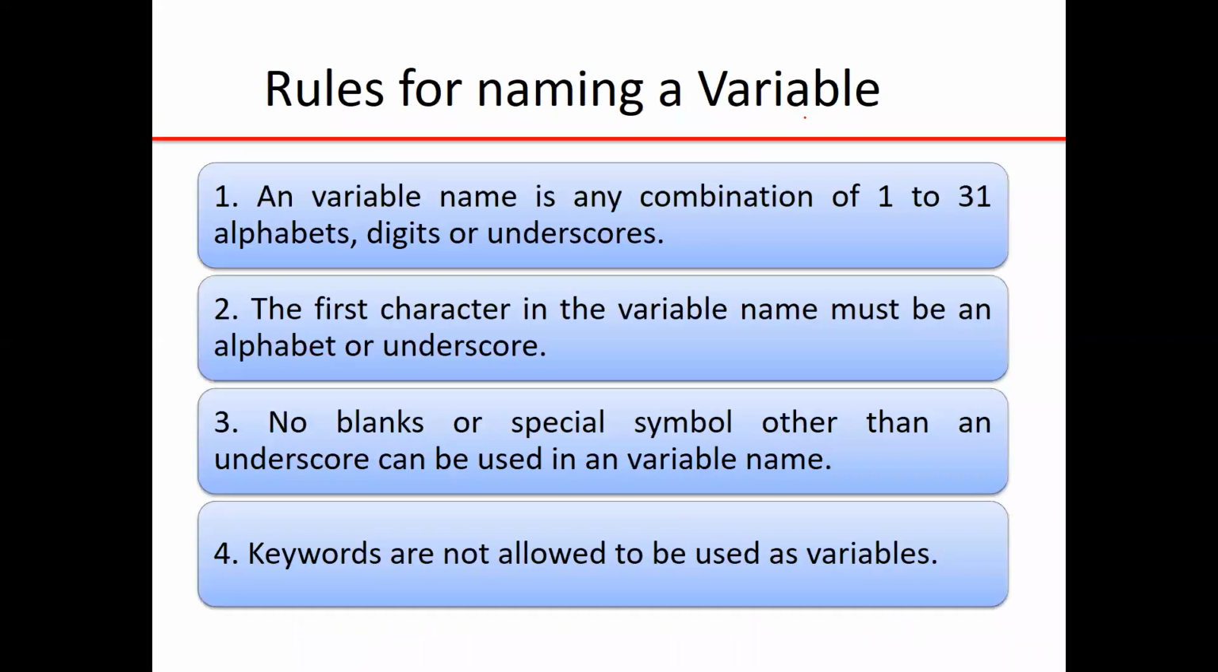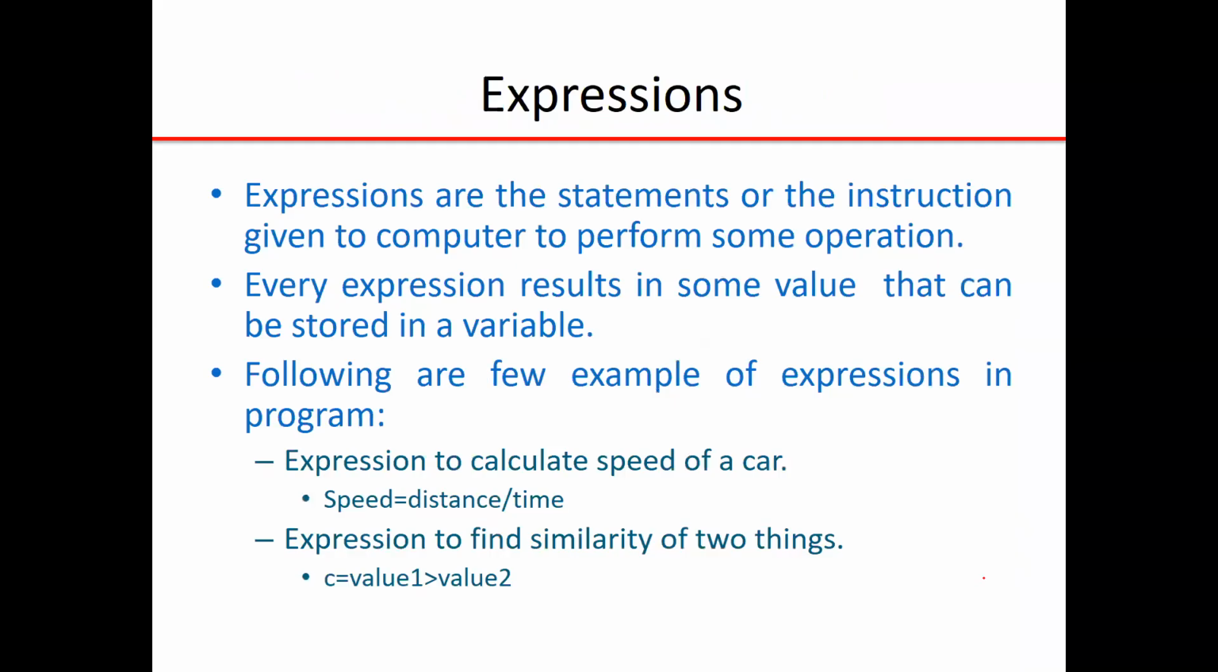Rules for naming a variable. This is the same thing as I described previously. The name of the variable may be a combination of digit, alphabet, underscore. It cannot start by number. It can start by underscore, or it can start by alphabet. Underscore may come in between, and spaces are not allowed. Reserved words cannot be used as a name. This slide is a repetitive slide.